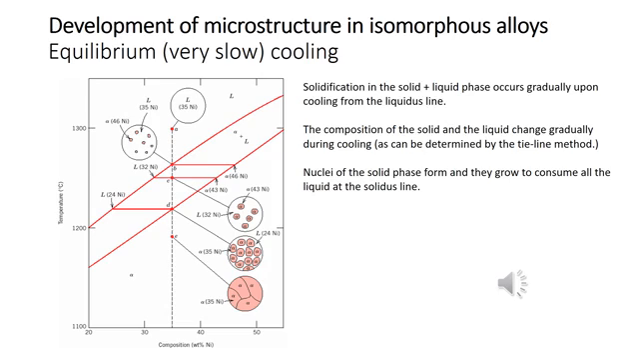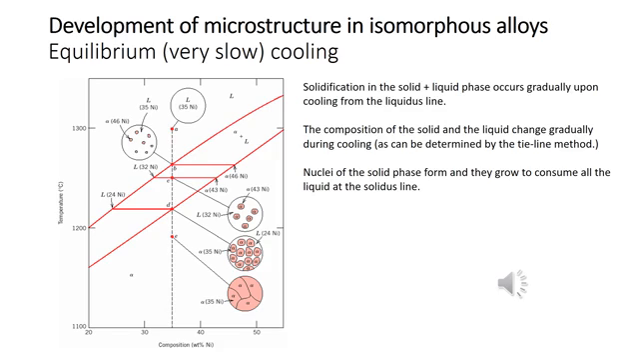And as you cool further to point C, and you now have this new composition, our solid phase will have a composition of 43% nickel, and the liquid phase will have a composition of 32% nickel. And if you continue cooling until we get to the solidus line, now we have our solid having a composition of 35% nickel, and the liquid phase will have a composition of 24% nickel.